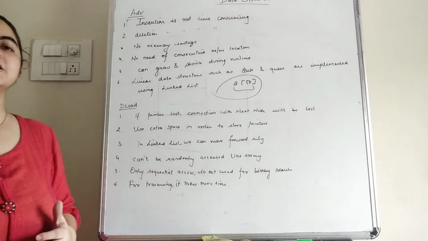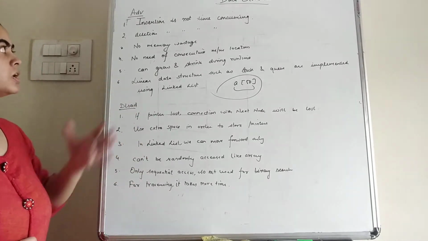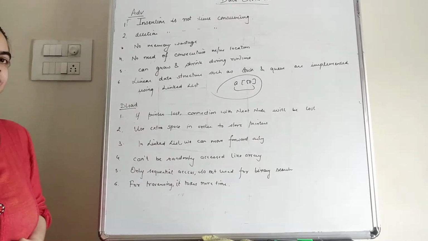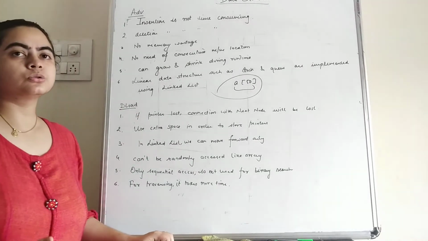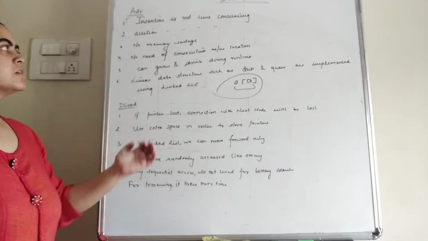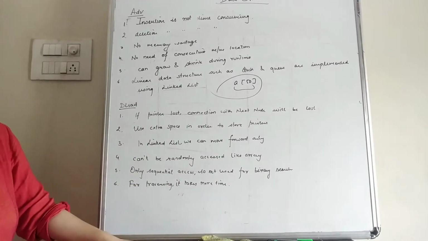Next is use extra space in order to store the pointer. See, in case of arrays we can only store the data elements or the actual information. But in case of the linked list, with the actual information we have to store the address also. So that means in order to store the address we require more memory. So there is a wastage in order to store those pointers within the memory in case of the linked list.